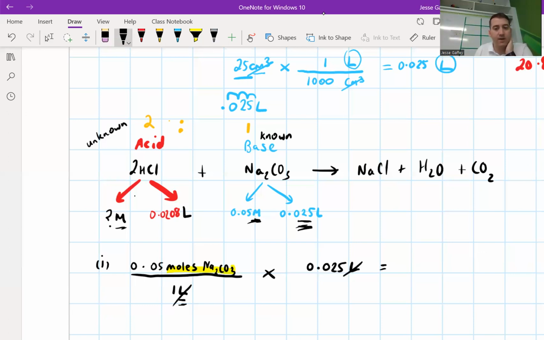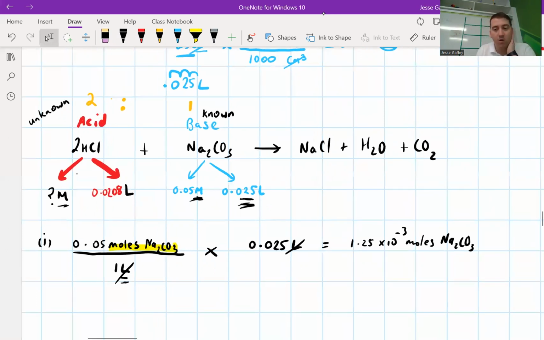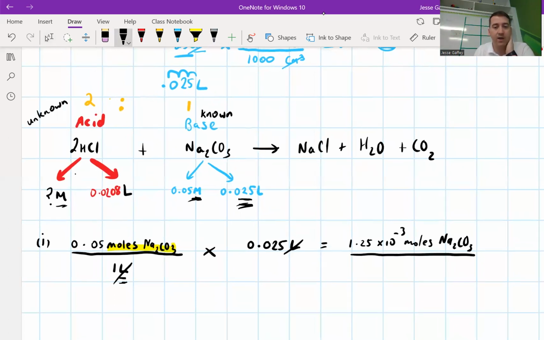Okay, so hopefully you did that and you should have got 1.25 by 10 to the minus 3 moles of Na2CO3. Again, it's always a good idea to do bits of the calculation, and then hopefully when you go to do the next one, you'll be able to do a lot more of it or all of it. So the next thing, we know that we had this many moles of Na2CO3 in the titration reaction.